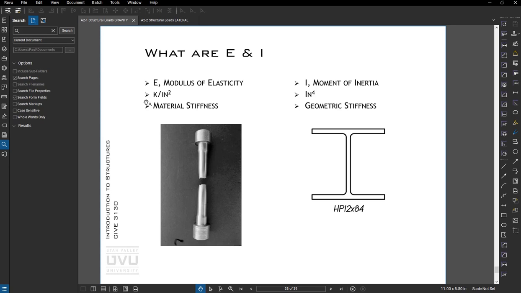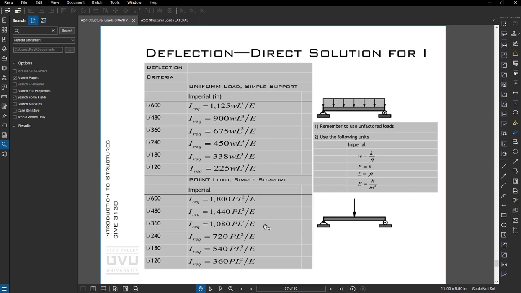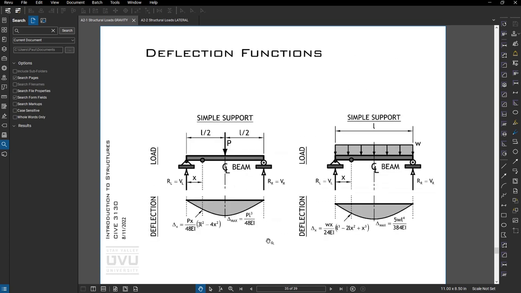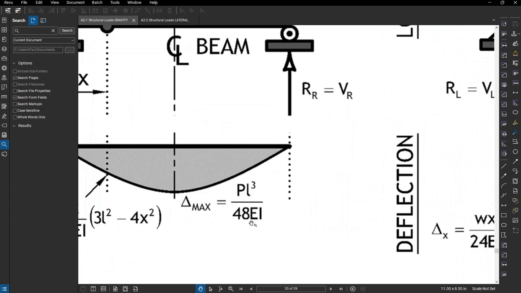So aluminums are about half as stiff as steels, woods are way less stiff, concrete is similar, or about a tenth, I think, of steel. Anyway, so when you combine the material stiffness and the geometric stiffness, you can start to calculate deflection. So the E and the I, so material, geometric stiffness.